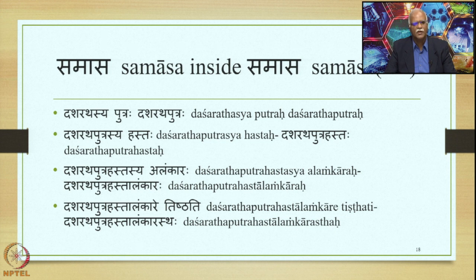Then this becomes part of another big samasa whose vigraha is Dasharatha Putra Hastasya Alankaraha, and the samasa output is Dasharatha Putra Hastalankaraha. This is Shashti Garbha, Shashti Tatpurusha. Then we have an Upapada Tatpurusha: Dasharatha Putra Hastalankare Tishtati. By the process of compounding, we get Dasharatha Putra Hastalankarasthaha as the finally derived compound output. Now this is an Upapada Tatpurusha Samasa with a Shashti Garbha, with another Shashti Garbha Samasa.